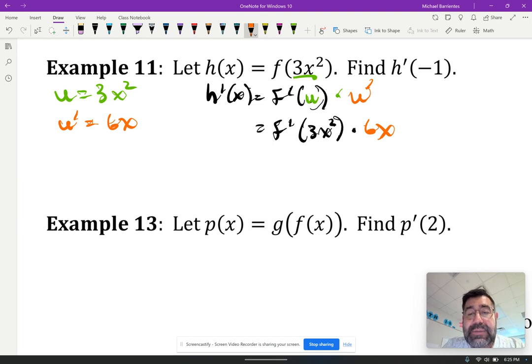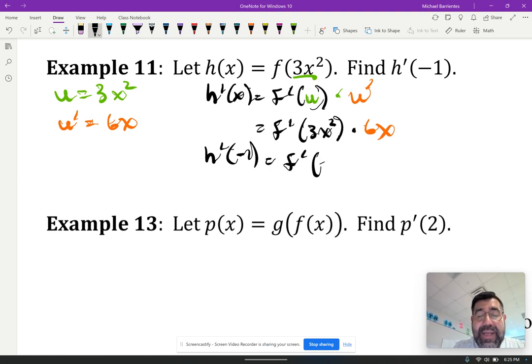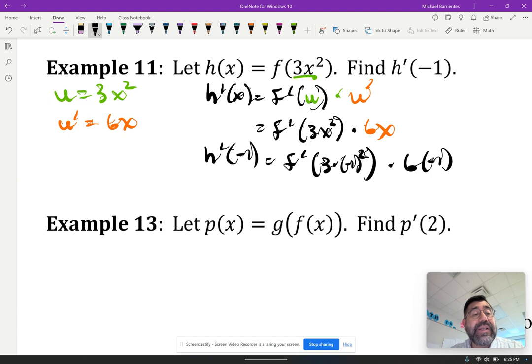Now I'm ready to substitute negative 1. I'm not going to continue this line; I'm going to create a new line and say h prime at negative 1 is f prime at 3 times negative 1 squared, multiplied by 6 times negative 1. The 6 times negative 1 is pretty easy; it's just negative 6. This is asking me to find f prime at 3. I don't have to write this step. If you can do it in your head, then do it in your head: plug negative 1 into the green function and you get 3.